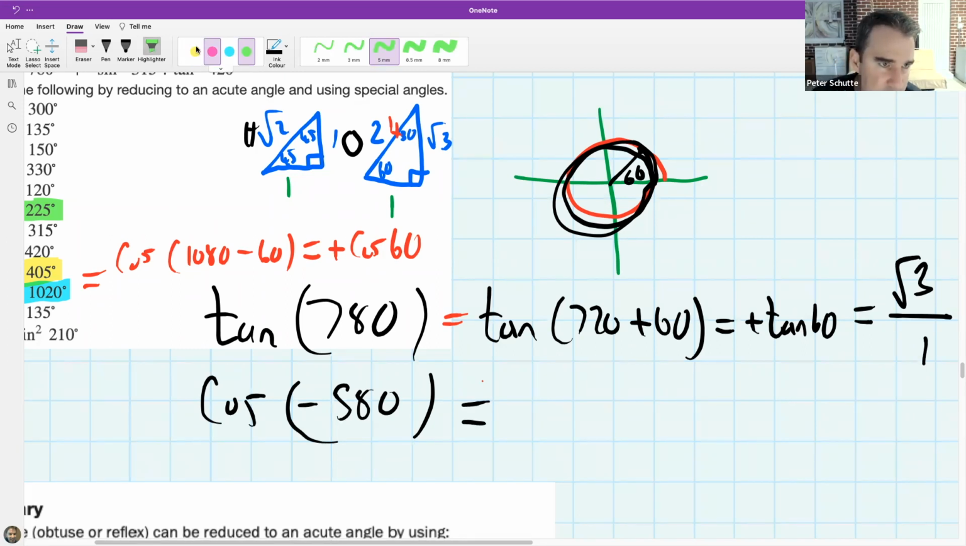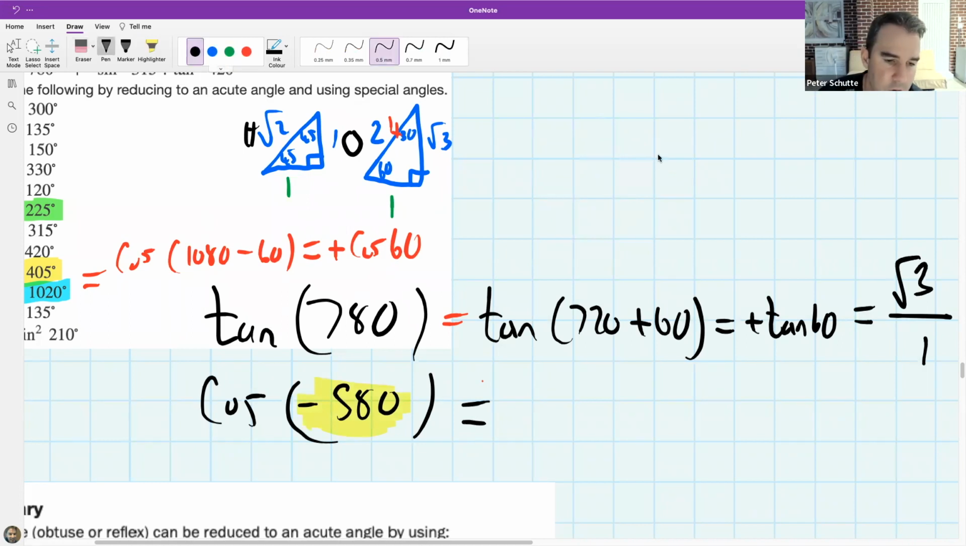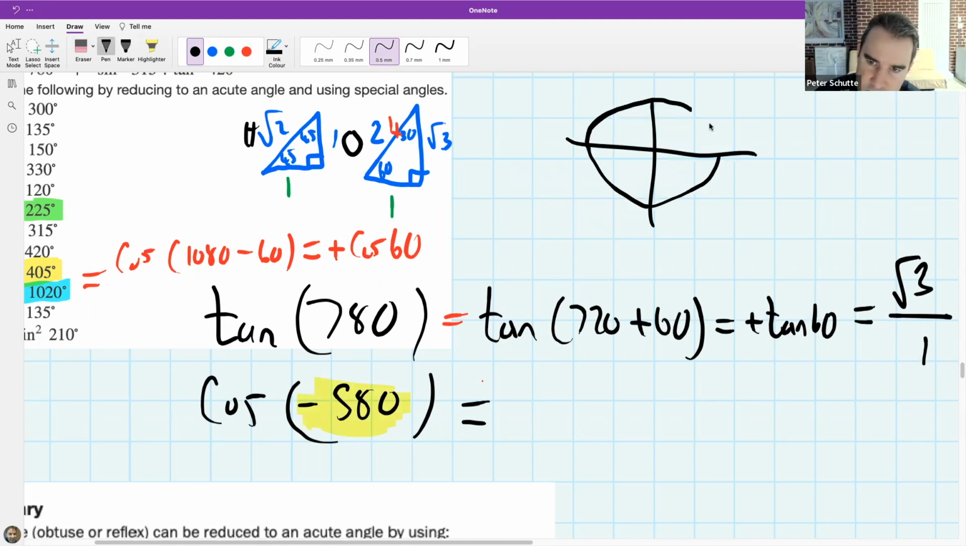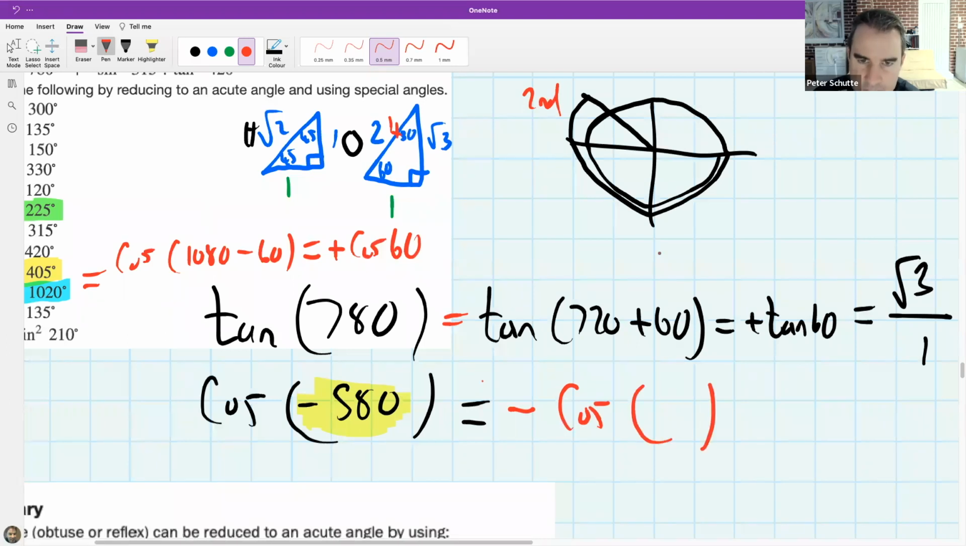Now, I've got negative angles on the next one. So minus 580. All a negative angle means is I'm going in the opposite direction. So I go minus 90, minus 180, minus 270, minus 360, minus 450, minus, where was I? 540. Do you all see that this is in quadrant 2? So you are going to get minus cos something.